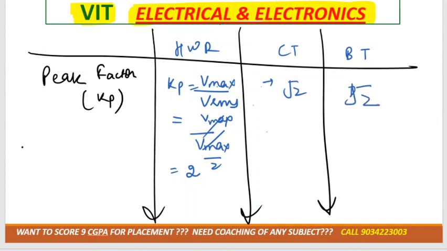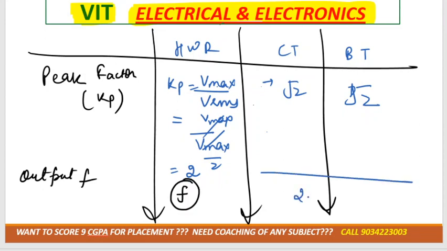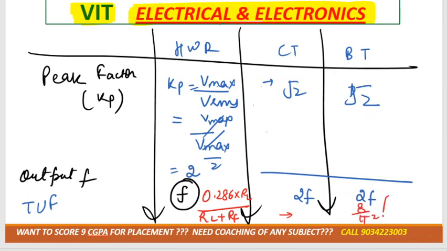Now they may ask you the output frequency. Output frequency for half wave rectifier is the same as input, but for full wave it is 2f. 2f means twice the input frequency. Next, last but not least, transformer utilization factor. They can ask you, and its formula for the half wave is 0.286 multiplied by RL divided by RL plus RF. Similarly for full wave it would be 8 by pi square, 1 divided by 1 plus RF by RL.